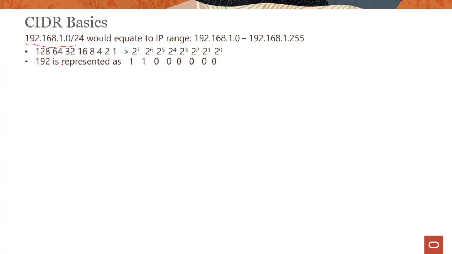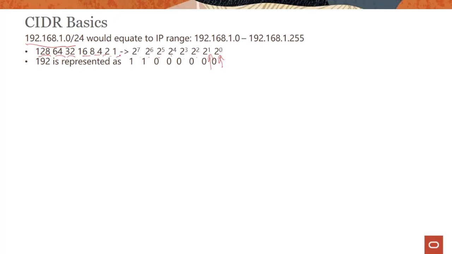Now, for every octet, the way it's translated into binary is you have the first position, the second position of the bits, the third, fourth, fifth, sixth, seventh, and eighth. So you start with a notation like this, where you have 2 to the power 0, all the way to 2 to the power 7. Now, if you translate this into decimal, you get these values: 128, 64, 32, 16, 8, 4, 2, and 1.